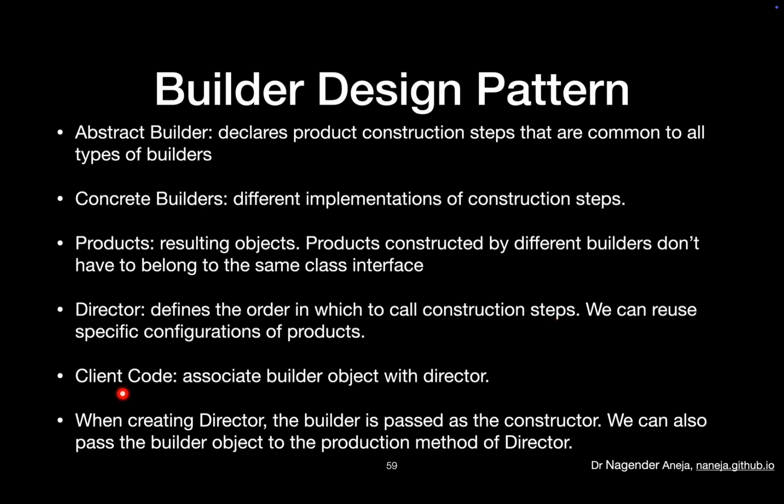Then we have the client code. It associates the builder object with the director. So that's the director. The director defines the order, and the builder defines what products need to be created. When creating the director, the builder is passed to the constructor. So when you're creating the director, you pass which builder you want for this director. So the client code associates that. We can also pass the builder object to the production method of the director.